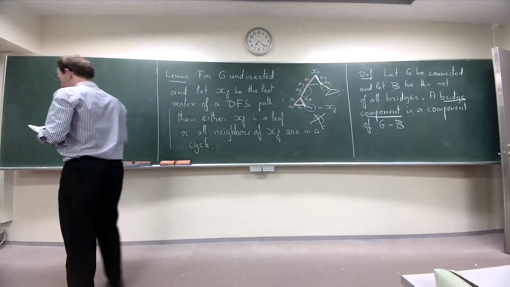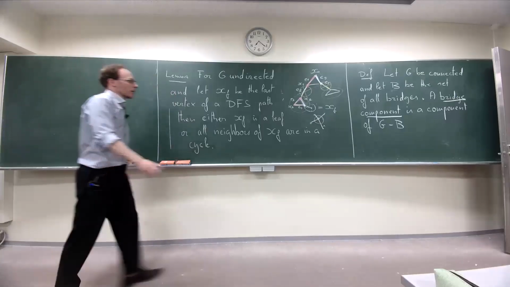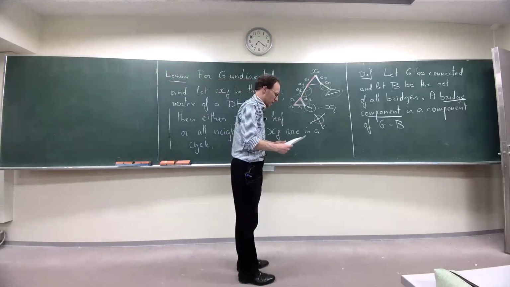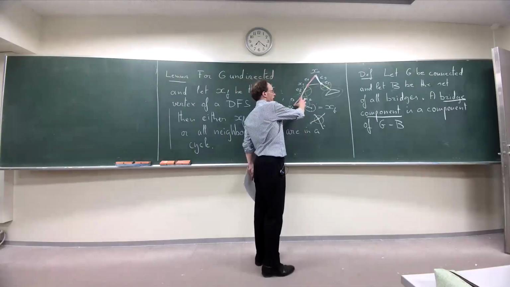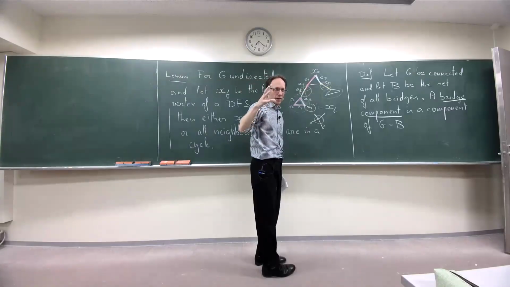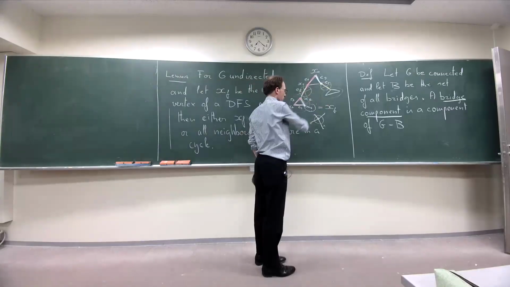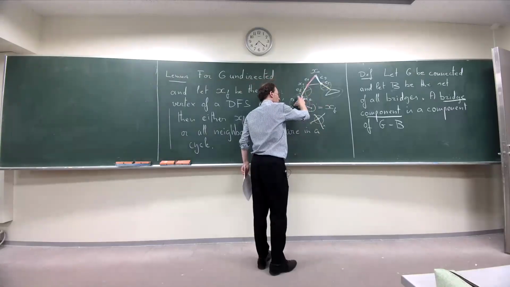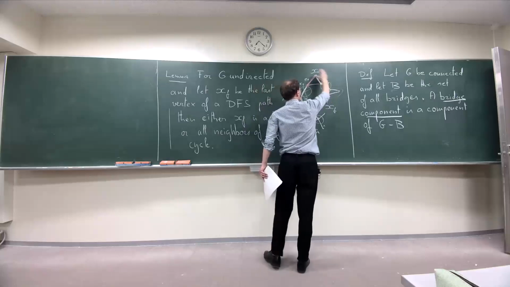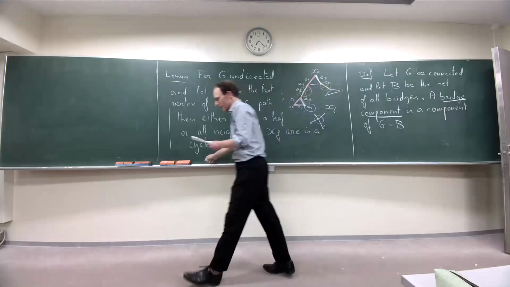Okay, now the last part in this construction is, I know that by removing the bridges, I can create different components. I would like now to shrink these components to one point. And this is the next notion.